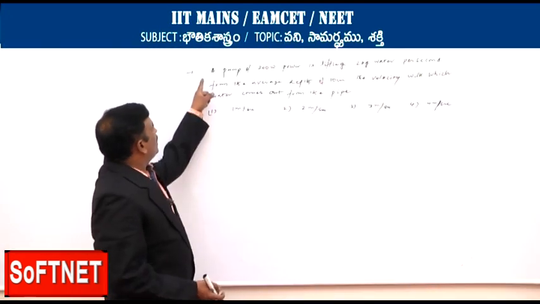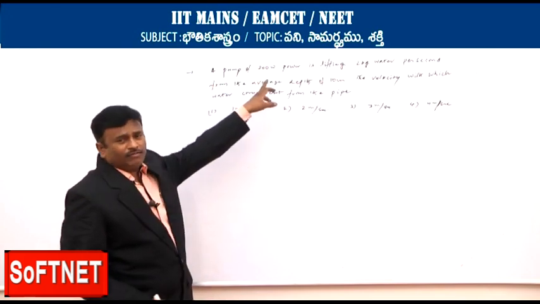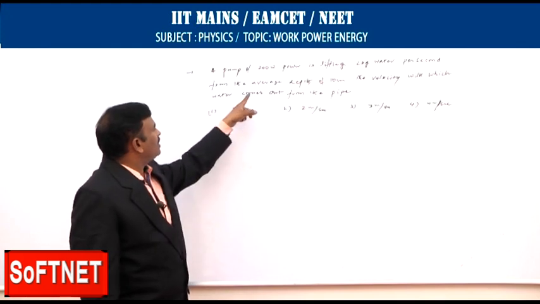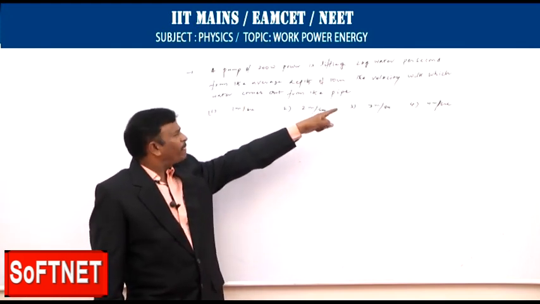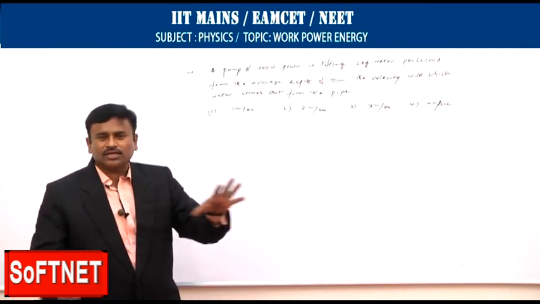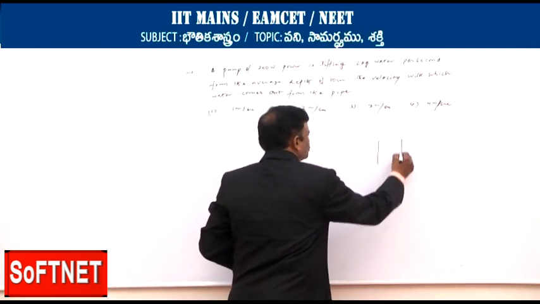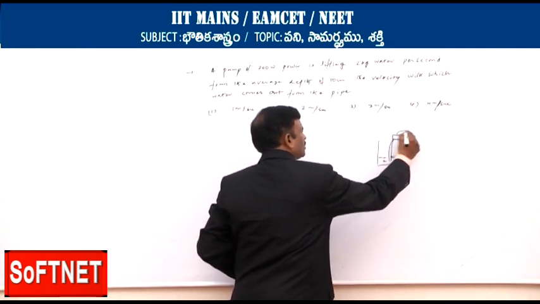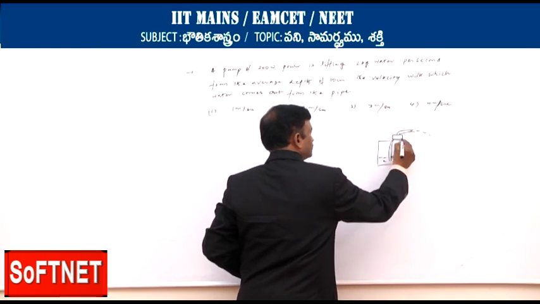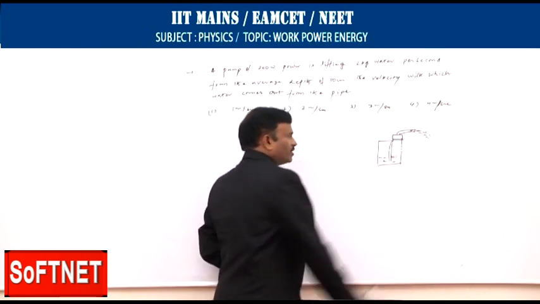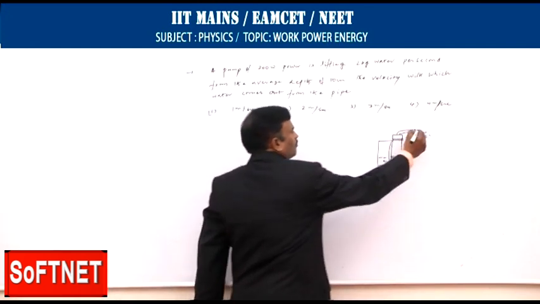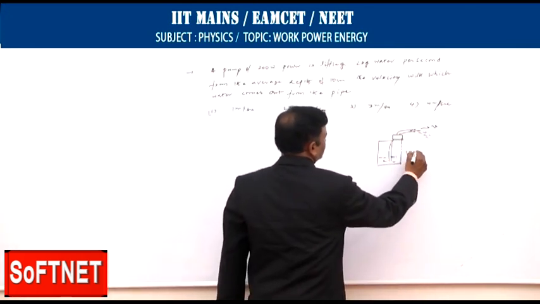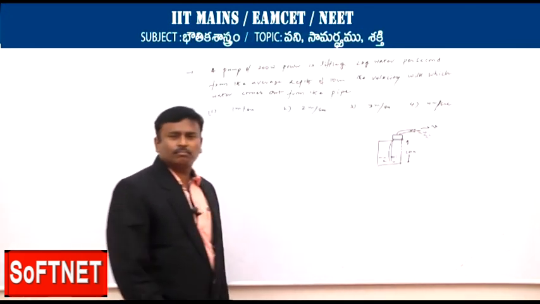Here let us see a pump numerical. A pump of 200 watts power is lifting 2 kg of water per second from an average depth of 10 meters. The velocity with which the water comes out, the question is here, it is an important question. There is a water pump, it is pumping the water outside. With what velocity is the water coming out, from the depth of 10 meters? From 10 meters depth it is pumping out.